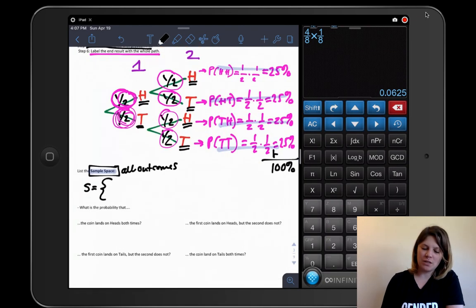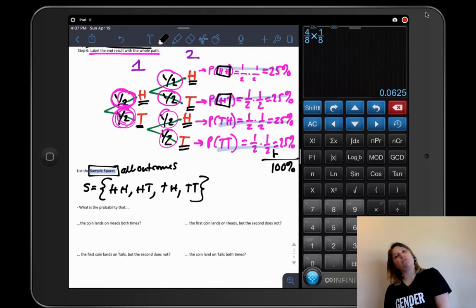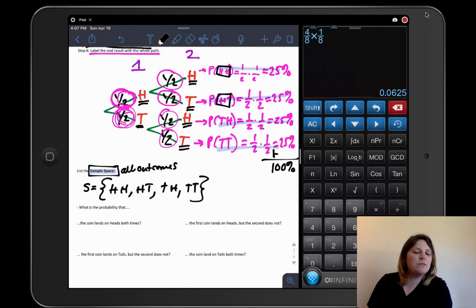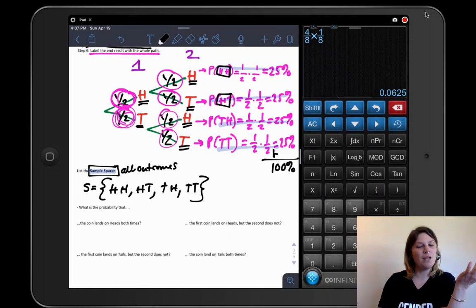Now, how are you supposed to list them? This right here is one outcome. Then you separate it with a comma. So this next part is the next outcome, heads then tails, and so on. Tails then heads, tails, then tails, and then you close it with a curly bracket. That's it. It's just a silly little thing that you just need to know the definition for. And you need to know how to approach it.